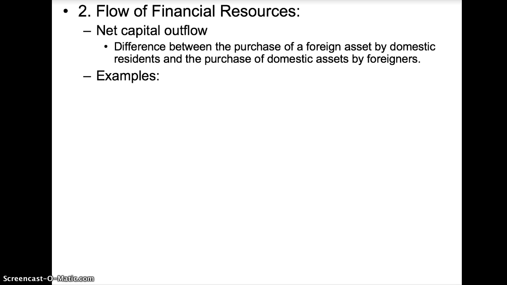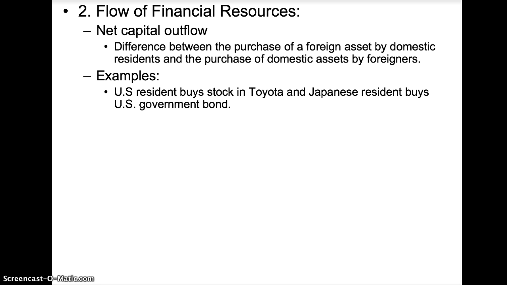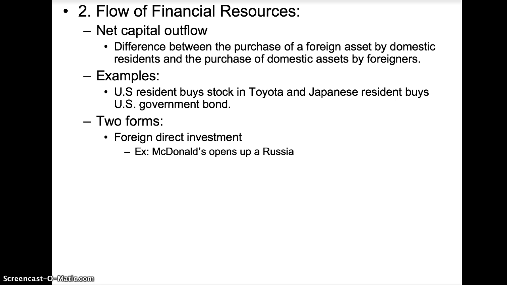An example of NCO would be a U.S. resident buys stock in Toyota and a Japanese resident buys a U.S. government bond. NCO has two forms: foreign direct investment, such as McDonald's opening up in Russia, or foreign portfolio investment, such as an American buys stock in a Russian company.